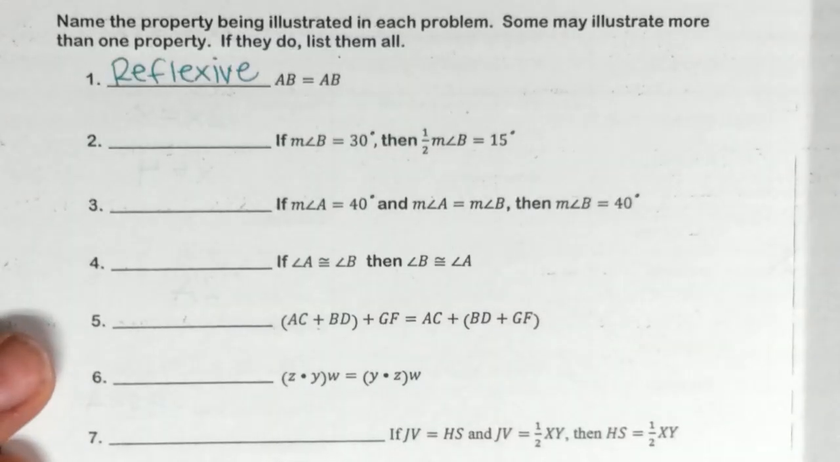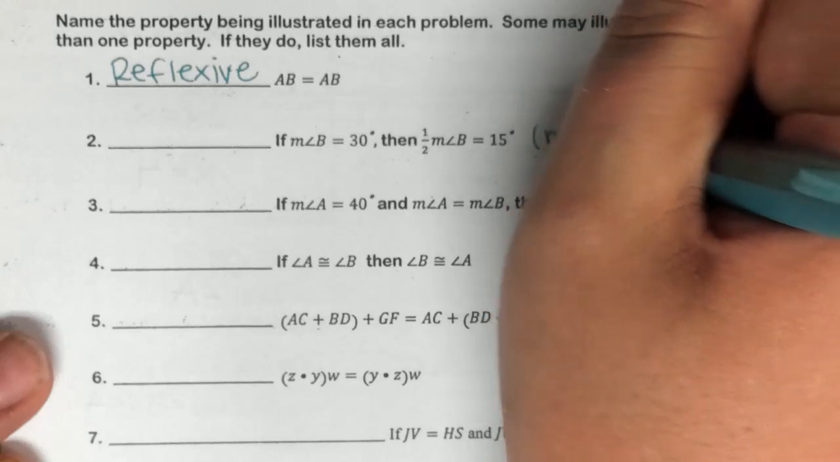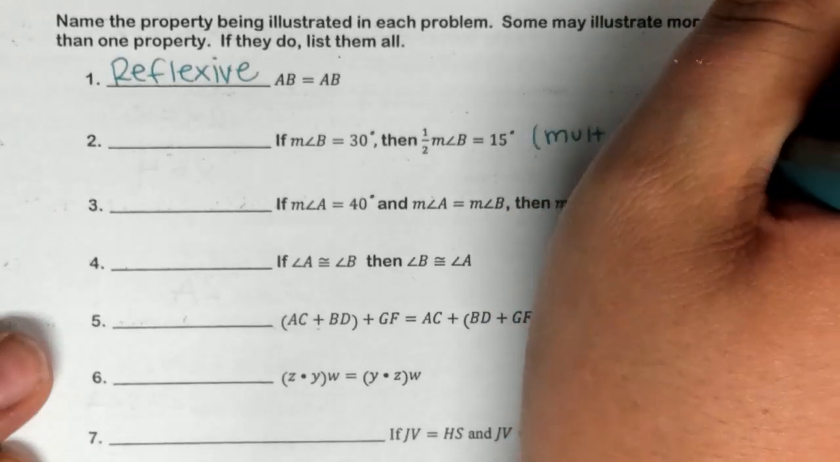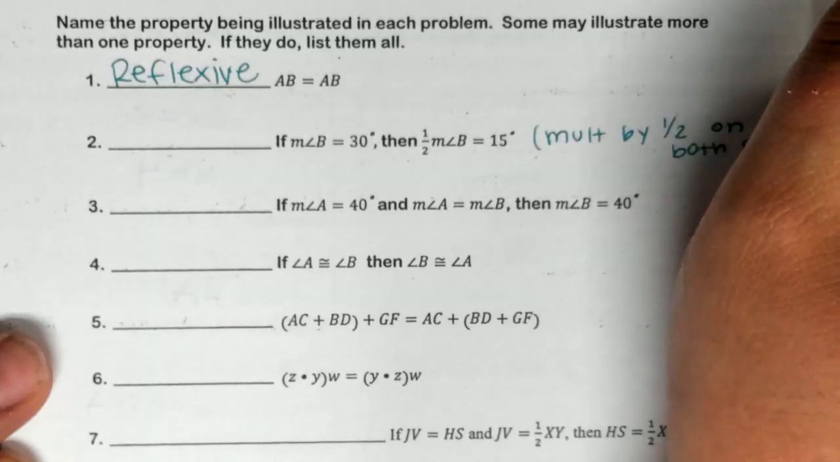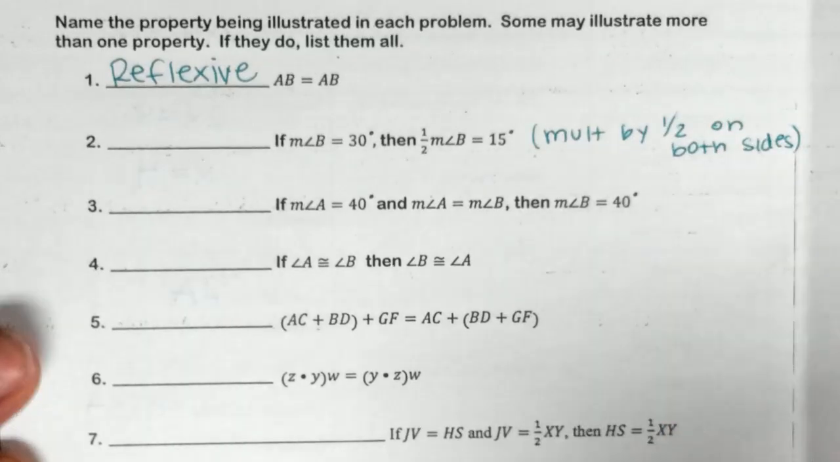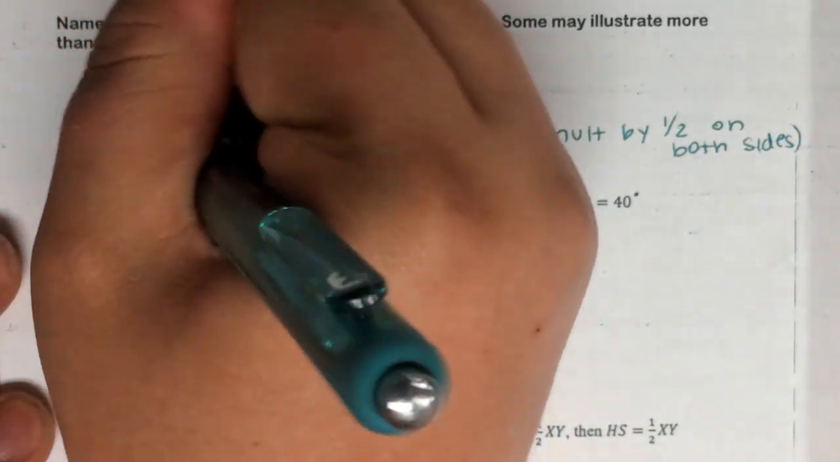Reflexive. All right. If angle B is 30 degrees, then 1/2 angle B is 15. What's happening here? It is multiplying by what? By 1/2 on both sides. If you are doing something to both sides, it's probably going to be multiplication or addition. So this is going to be multiplication.